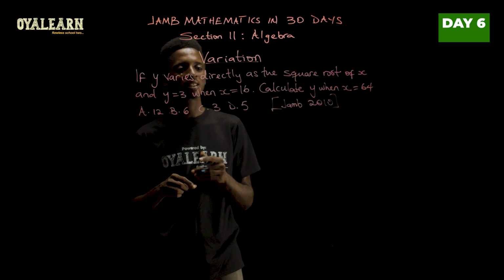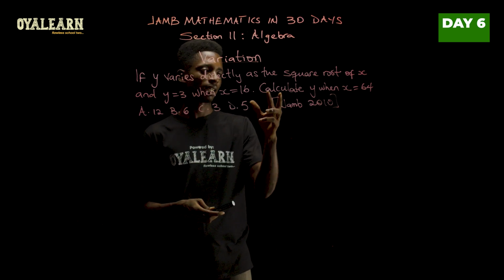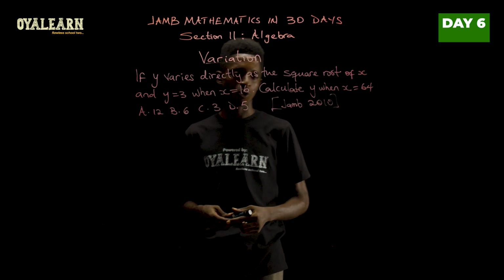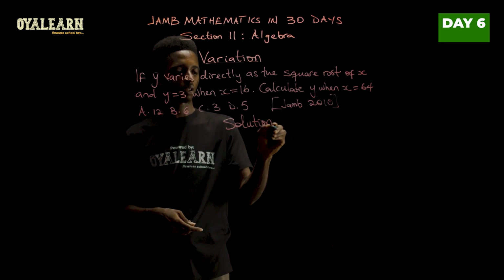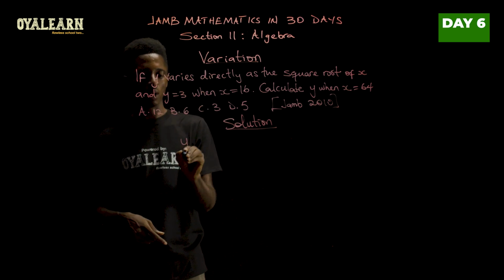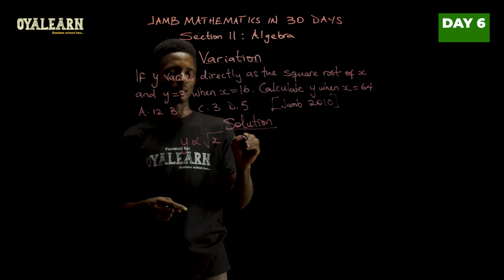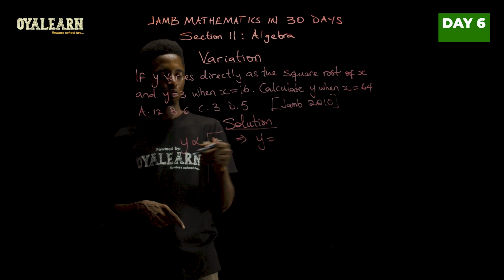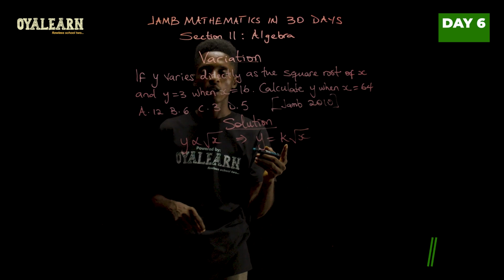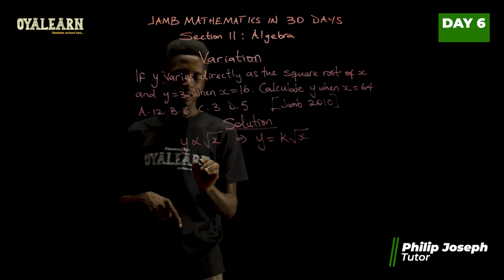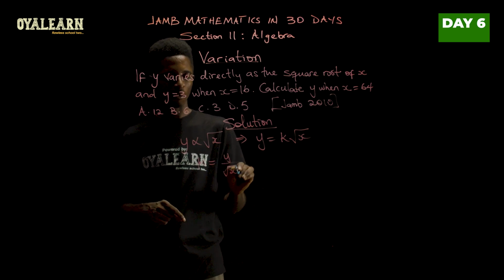Next, if y varies directly as the square root of x and y equals 3 when x equals 16, calculate y when x is 64. This is from JAMB 2010 and it is solved as follows. From here we see that y is directly proportional to the square root of x. What this implies is that y would then be equal to, when we introduce the constant, k times the square root of x. This is the relationship between y and x, from where we can get the value of k to be y divided by the square root of x.